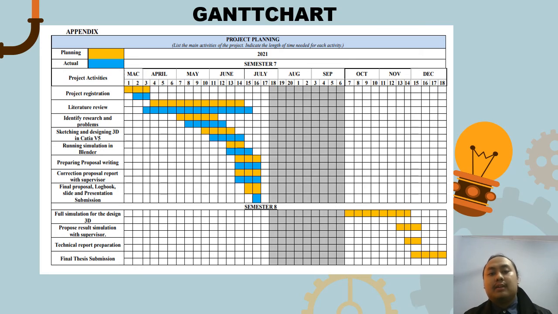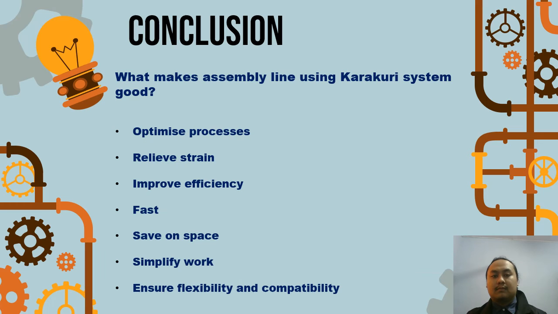For the Gantt chart, this is my project planning, which consists of semester 7 and also semester 8. In semester 7, I did more literature review and identified the research and problem to make sure semester 8 would be easy for continuing the final year project. After a successful simulation is demonstrated for the design concept 3 movement using Blender, further improvement of the design and simulation will be contributed in the next research stage.